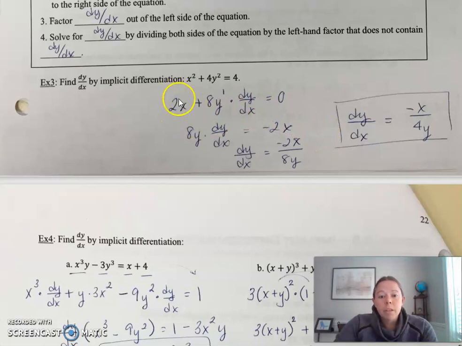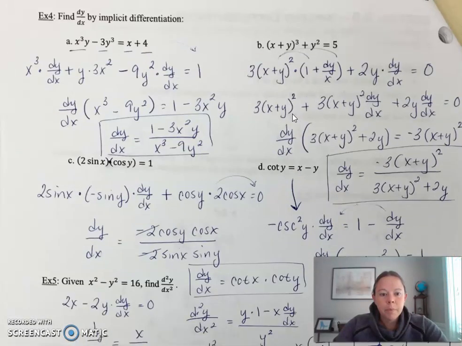So get your 2x over on this side, divide over the 8y, we're solving for dy dx, and this is the answer. This equation will give you the slope of the tangent line anywhere on that ellipse. And notice it's in terms of x and y, but that's okay. That's perfectly fine. Okay, now let's look at another example. So I'm going to scroll down here. So these are 4 really good problems.